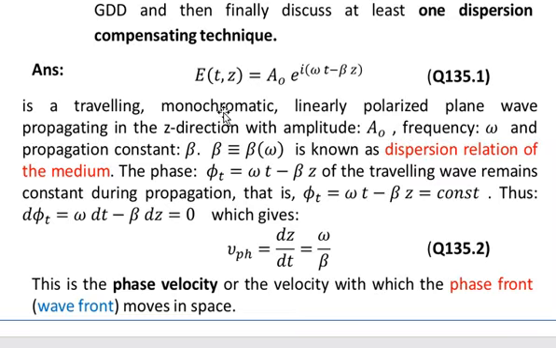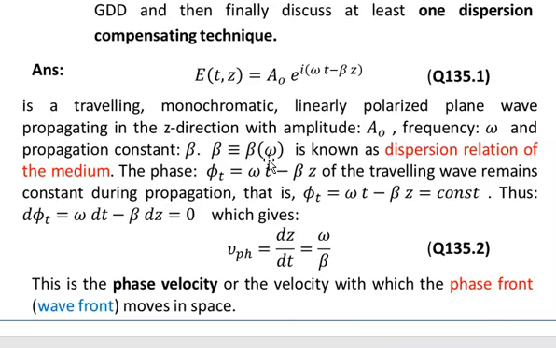And of course I have explained that this is moving along the positive z direction because omega t minus beta z has to be constant, and it has an amplitude A naught with a frequency omega and propagation constant beta. In some notations you can see the wave number k instead of beta, but both mean the same thing. Here we are using a different notation, beta. So beta is the propagation constant, or the wave number, you may say.